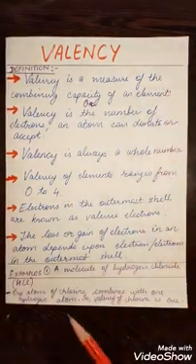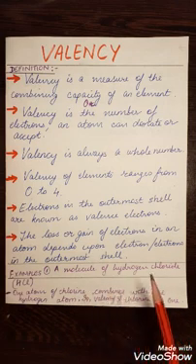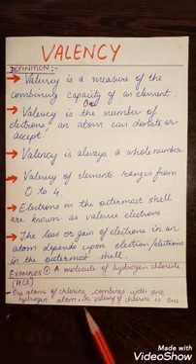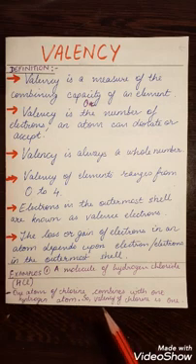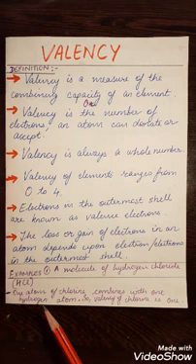So let's check with an example. A molecule of hydrogen chloride. Now this molecule of hydrogen chloride is written as HCl. HCl is the chemical formula or the molecular formula. Over here, one atom of chlorine combines with one hydrogen atom. So the combining capacity of the chlorine is 1. So its valency is 1. Similarly, the combining capacity of hydrogen is also 1. So valency of hydrogen is 1.